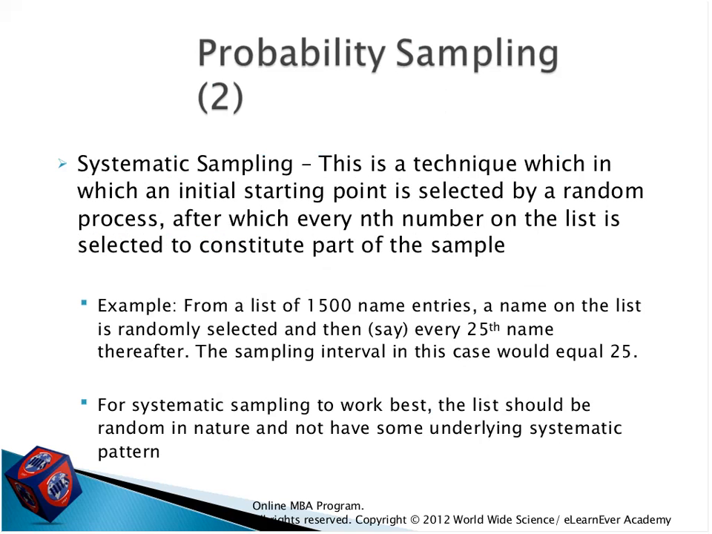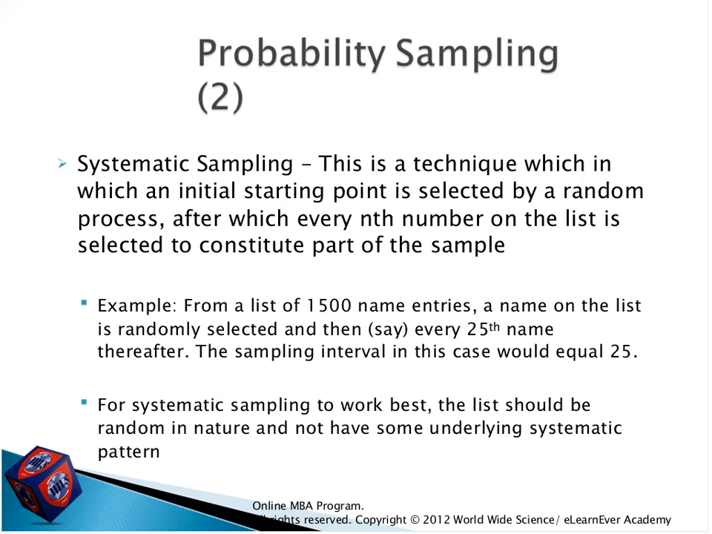Now we go to probability sampling. Up to now we talked about non-probability. Now we want to talk about probability sampling. One of the methods under probability sampling is systematic sampling. This is a technique in which an initial starting point is selected by a random process, after which every nth number on the list is selected to constitute part of the sample.